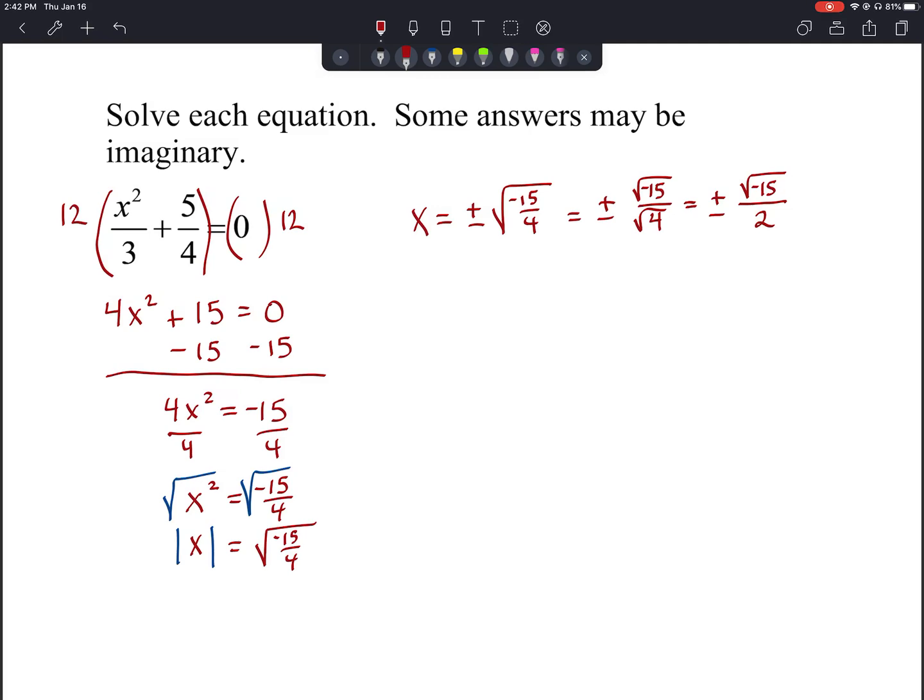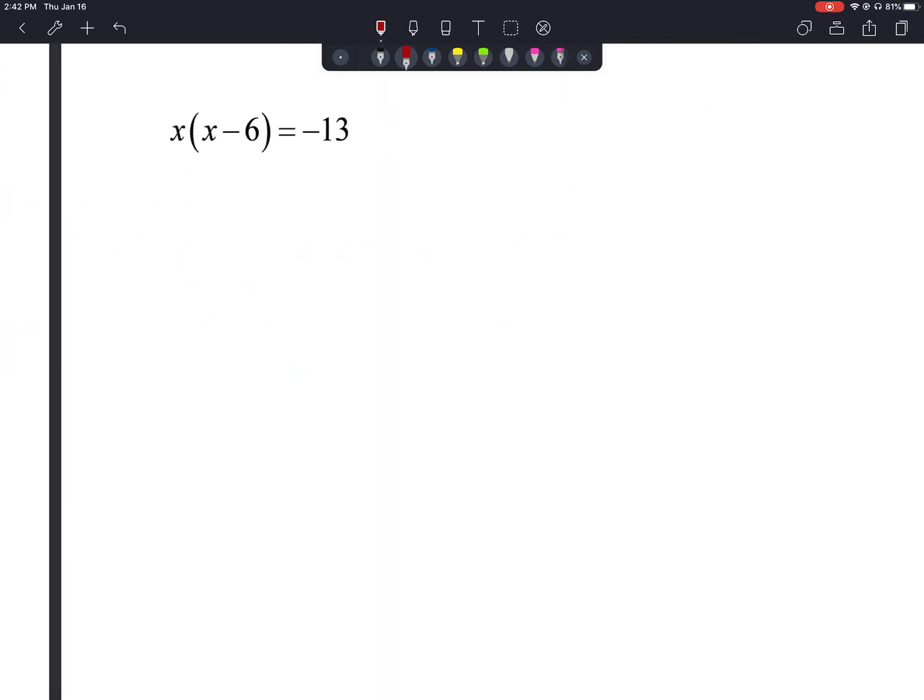and I still have the square root of negative 15 on the top. So the square root of negative 15, we still need to pull out our i, and we're going to have then positive or negative i times the square root of 15 over 2. And those would be our answers. Let's move on to the last one.